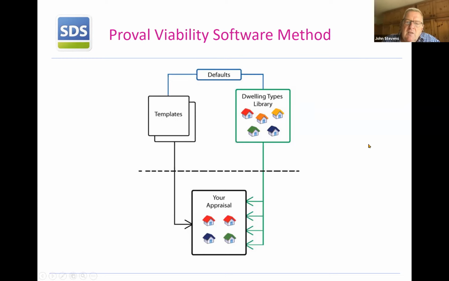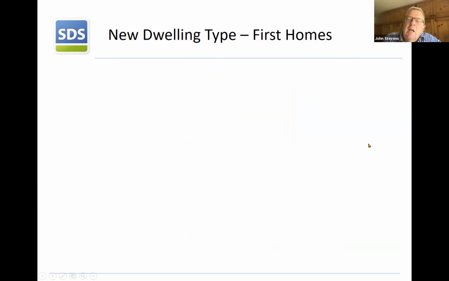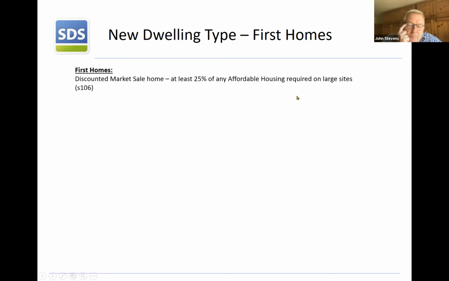But what I was asked to do was actually talk about the new dwelling type that we've been offered by the government, which is first homes. So what is first homes? You may have had some discussion about it. So first homes really is a discounted market sale home. And the government guidance at the moment is saying we want this to be at least 25% of any affordable housing required by a Section 106 on a large site.